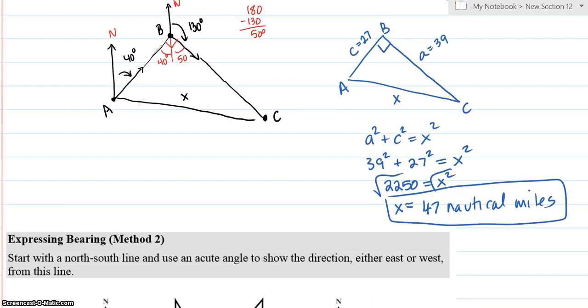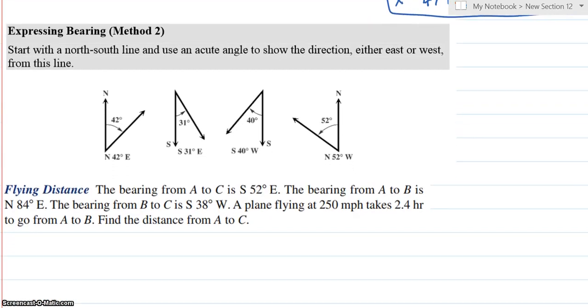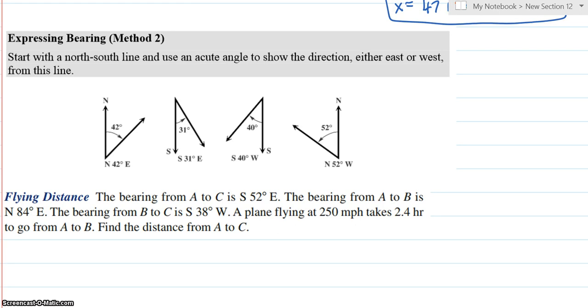Okay. There's another way of expressing the bearing, and that's using a north-south line, not just a north line. But then they would always let you know which direction. So if they don't have any words other than bearing, you know it's north. But if you see this notation or this notation, then you know it's different. Starting with the north-south line, we're going to use an acute angle. We're not going to have obtuse angles. With the first one, we did have obtuse angles to show the direction, whether east or west.